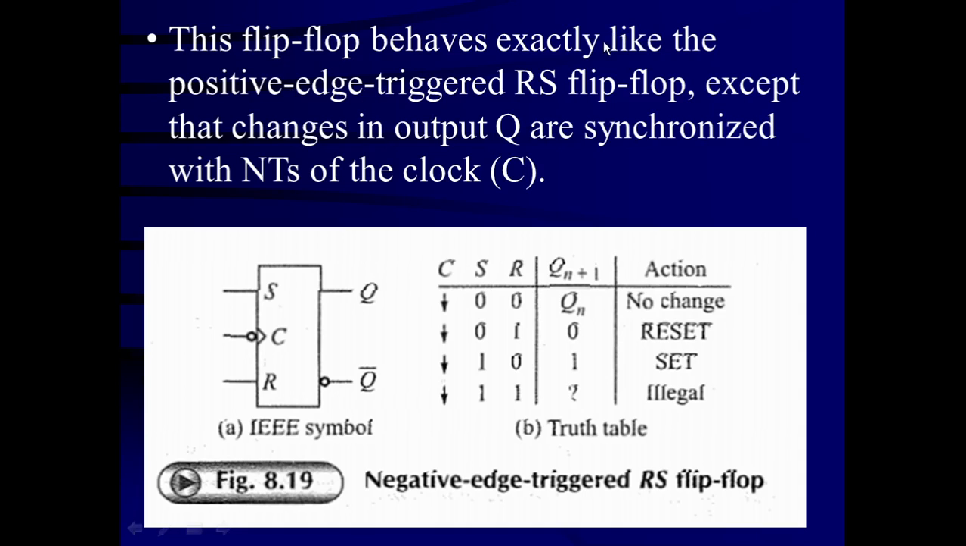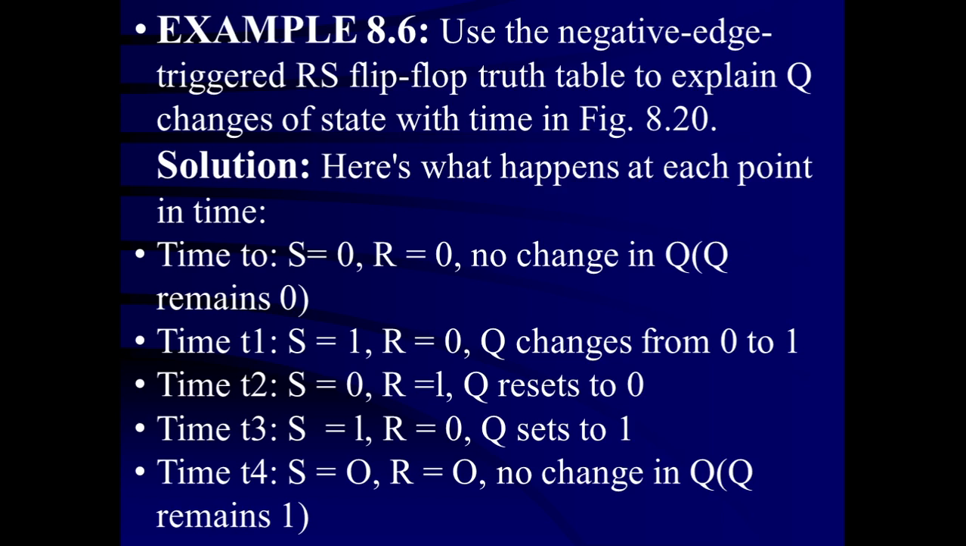This flip-flop behaves exactly like the positive edge triggered RS flip-flop, except that changes in the output Q are synchronized with the negative transition of the clock. The negative transition of the clock in the clock column is shown by a vertical arrow in a downward direction, which shows that the actions will occur only during the negative edge of the clock pulse. Either it is going to be the no change condition, or the reset condition, or the set condition, or the forbidden condition. So this is called a negative edge triggered flip-flop.